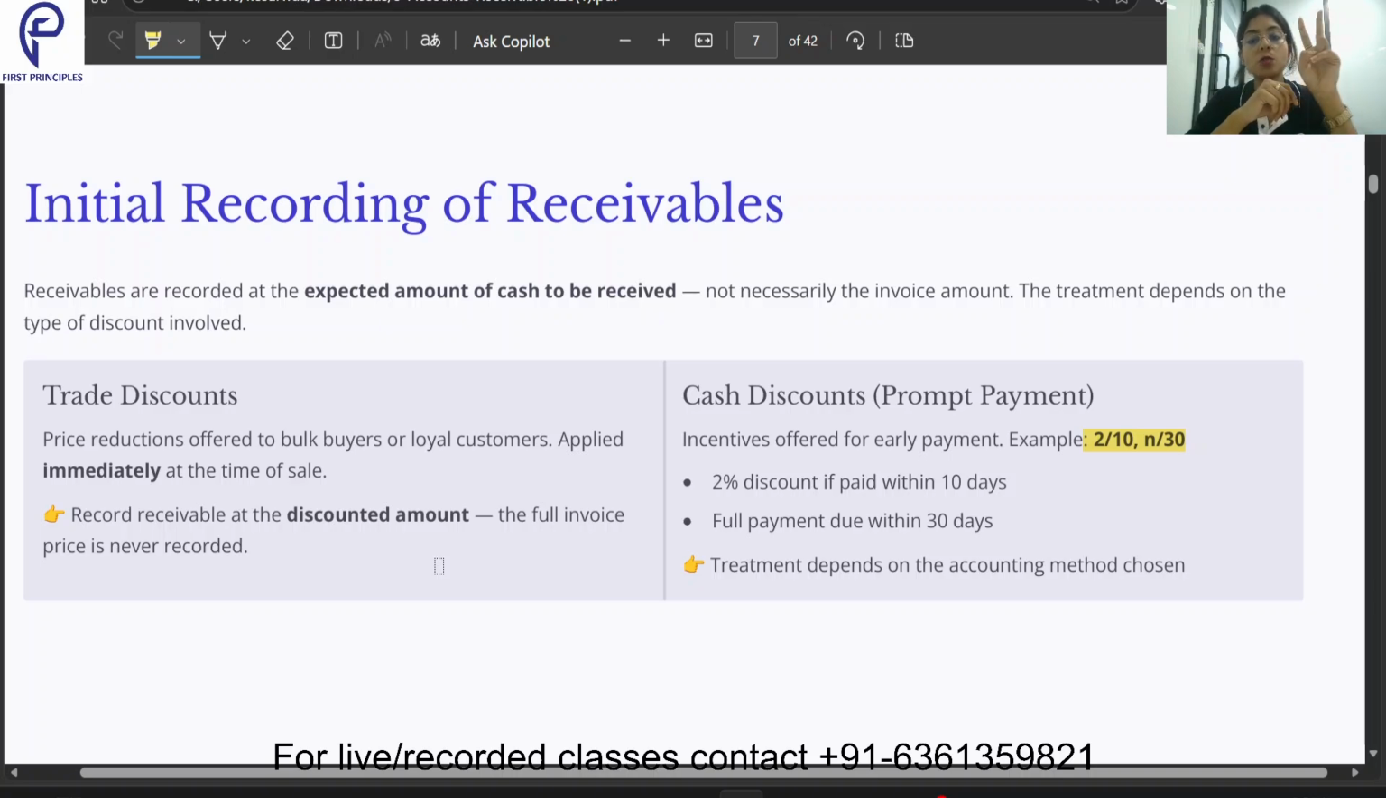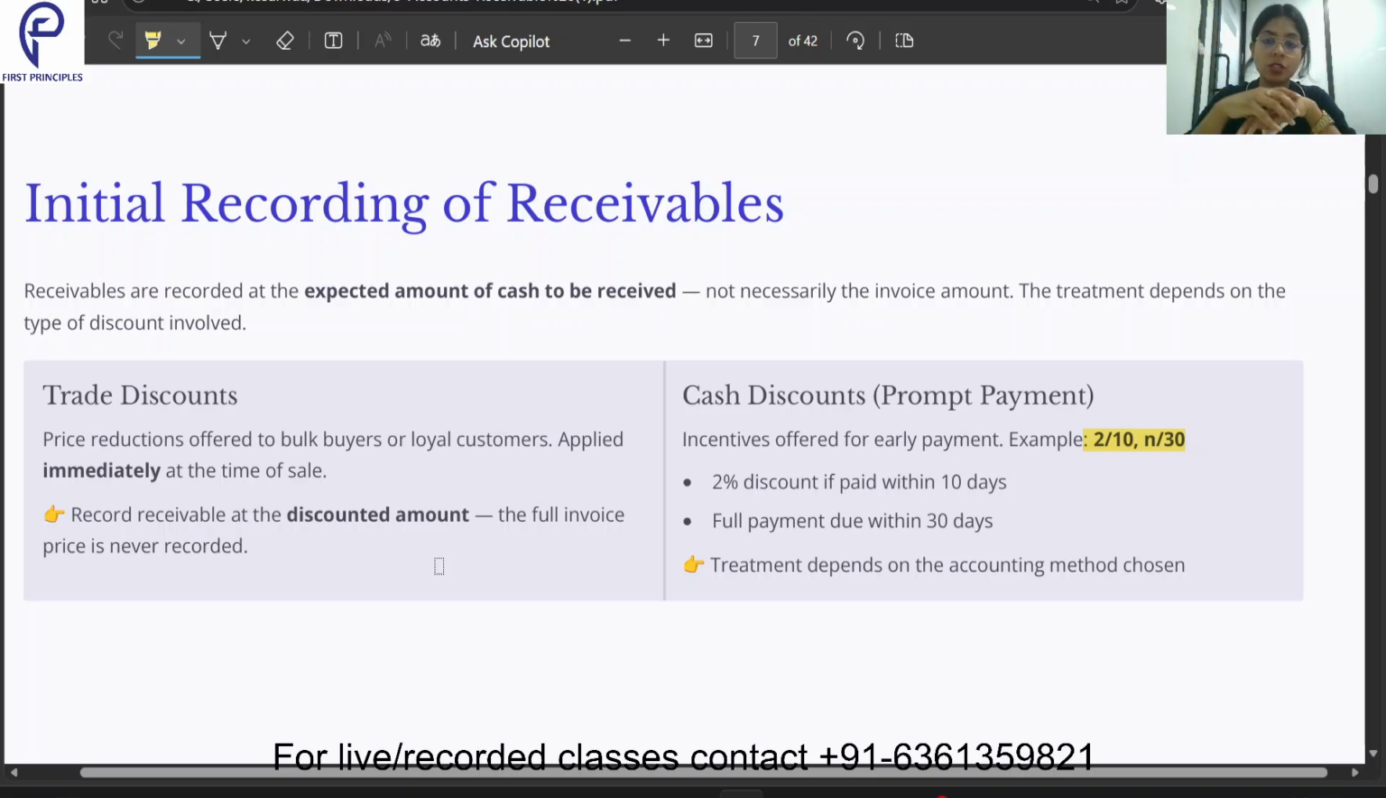Now we have two kinds of discounts. One is the trade discount, one is the cash discount. So in both of the scenarios, how should we record the accounts receivable? Let's have a look. Trade discount is what? Trade discount is applied at the time of sale, immediately at the time of sale. So we record the receivable at the discounted amount and not the full invoice price. So that's what the thing is.